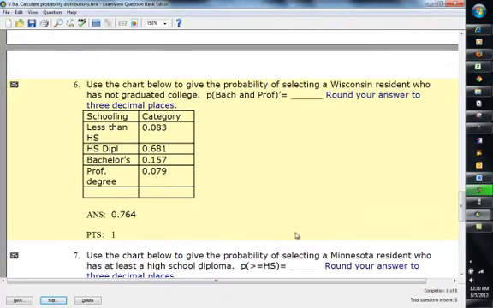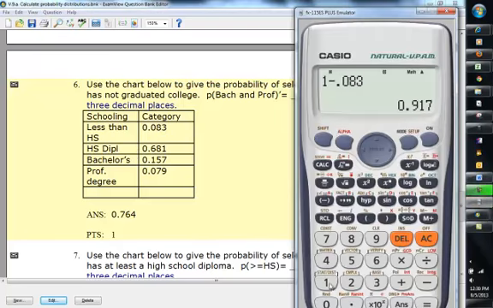Okay. Use the chart below, selecting a Wisconsin resident who has not graduated college. In other words, a high school diploma and the less than high school diploma. So it doesn't matter which way you go, you've got to have 2 things in the numerator. So it's 0.8, oops, it's not 0.8, it's 0.083, add the 0.681.